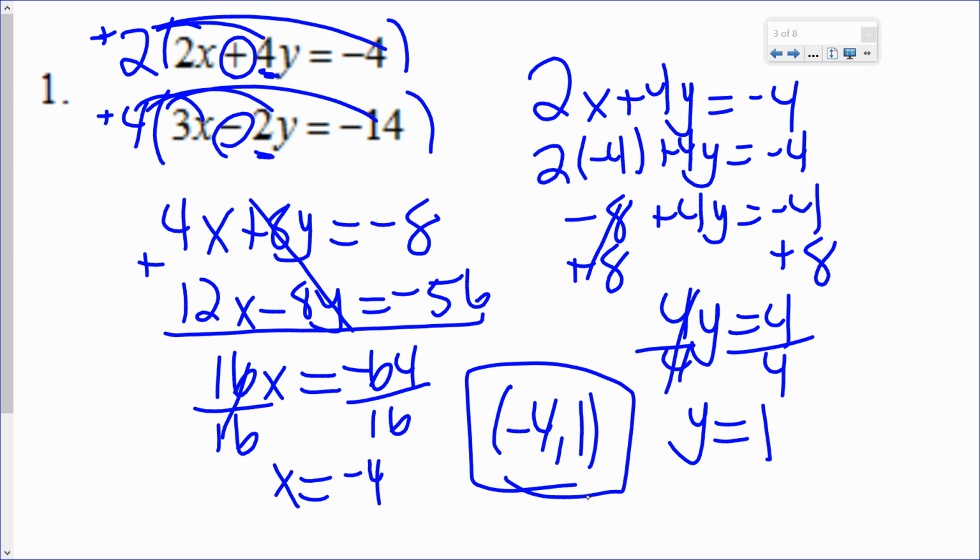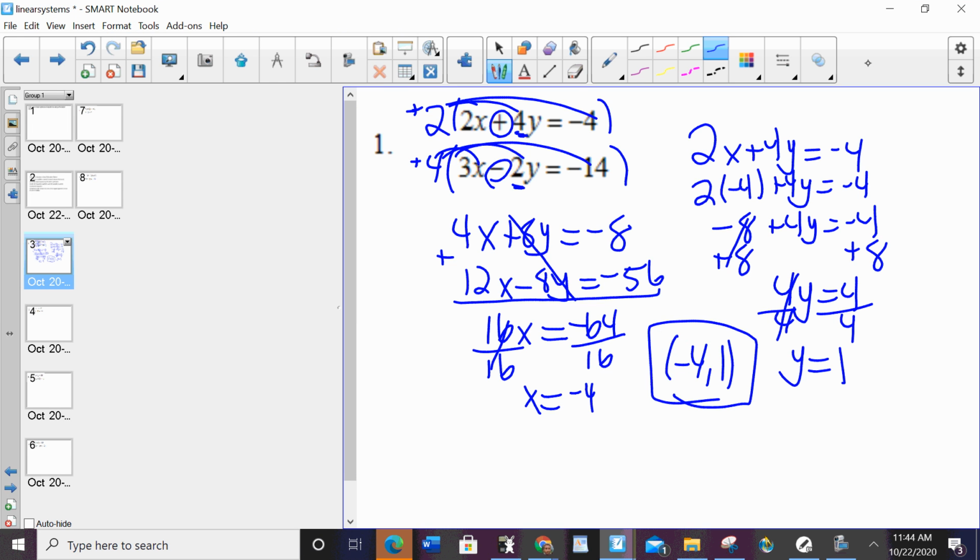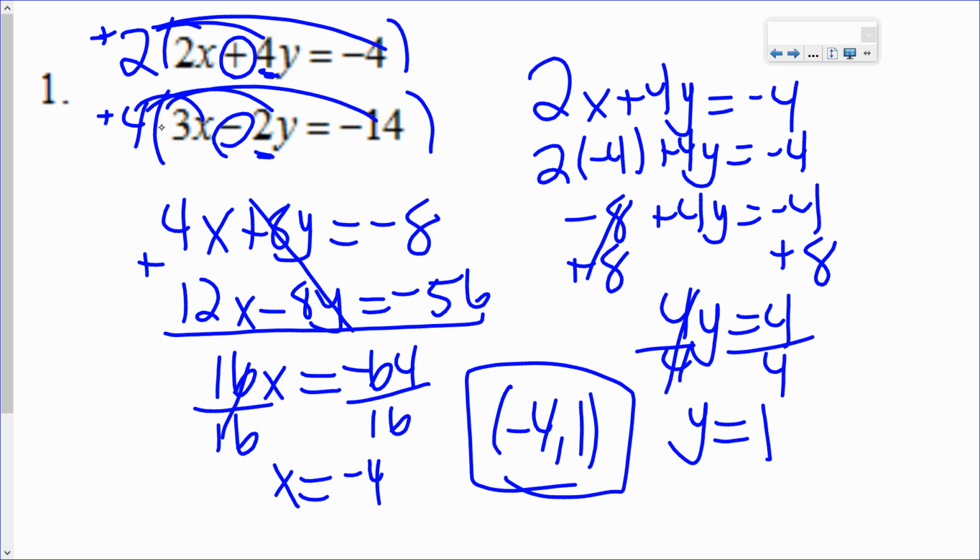There it is. So let's just go through it one more time. I need to choose a variable to cancel. I chose the y's. So I multiply each equation by the other's coefficient. Since there's a 2 on bottom, I put the 2 on top. There's a 4 on top, I put the 4 on bottom. Because the signs were different, that's good. I'm going to keep everything outside positive.